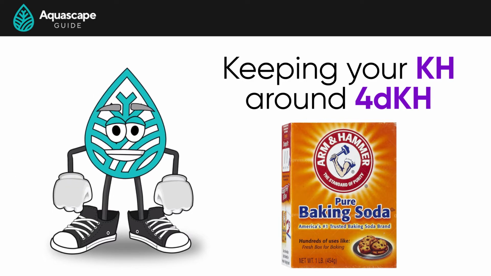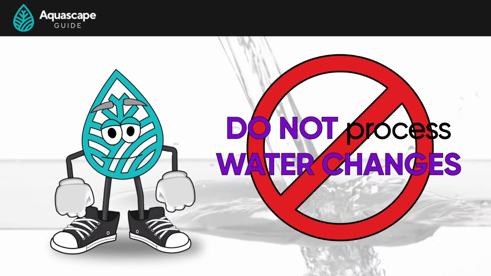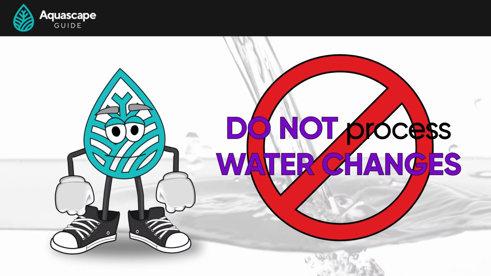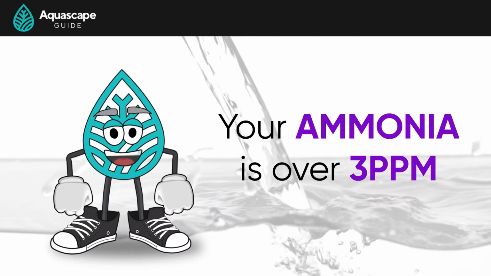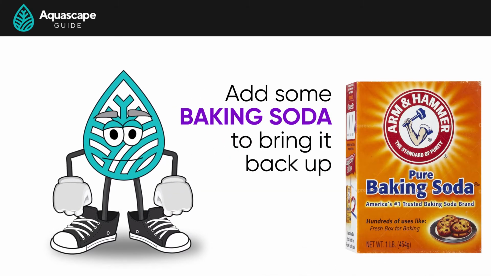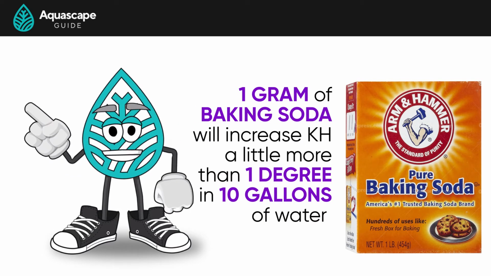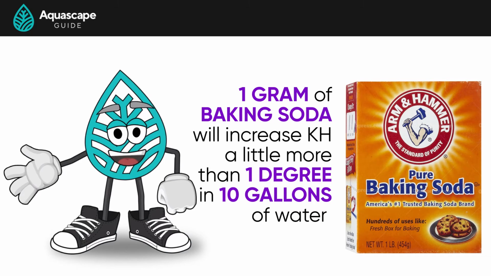And this also happens to be the sweet spot for cycling your tank. Again, during the cycling process, we do not process water changes, unless your ammonia is over 3 parts per million. And if your KH and pH are low, add some baking soda to bring it back up. Just as a benchmark, 1 gram of baking soda will increase your KH by a little more than 1 degree in 10 gallons of water.